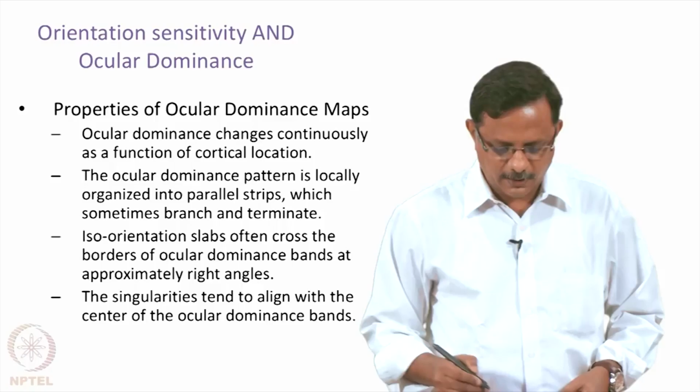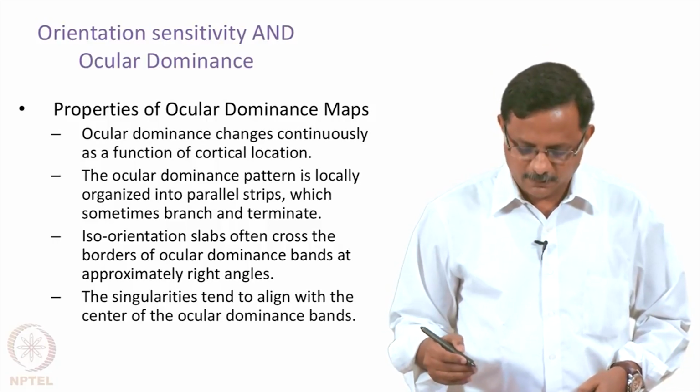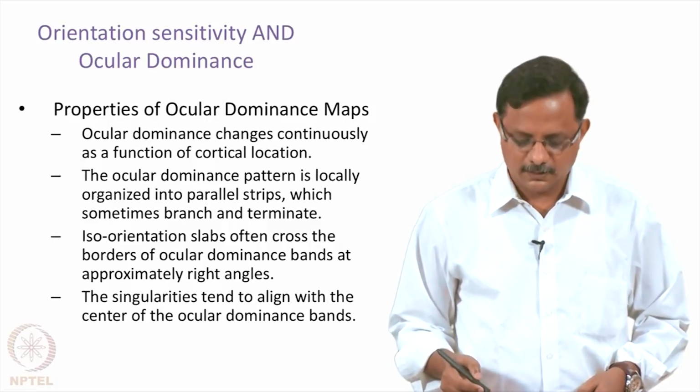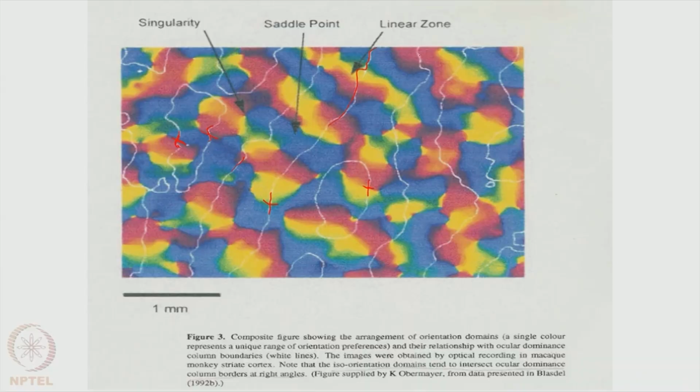Then the singularities tend to align with the center of the ocular dominance bands. So, these are the ocular dominance bands. If you look at two approximately parallel white lines, the stretches of the map between them are the ocular dominance bands, and so the pinwheels often occur roughly in the center of these bands.